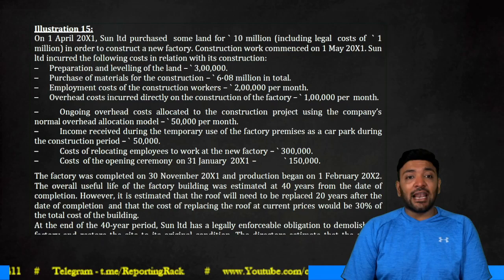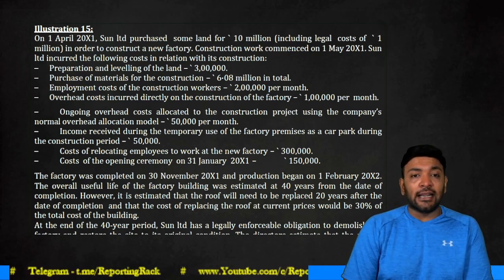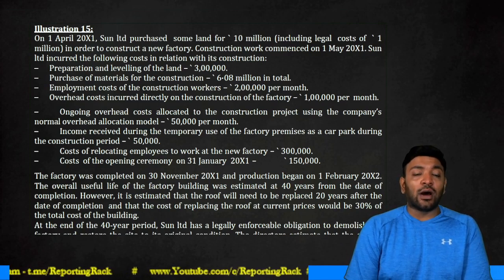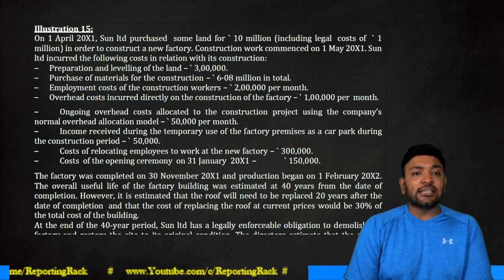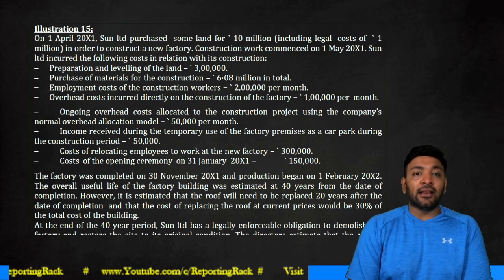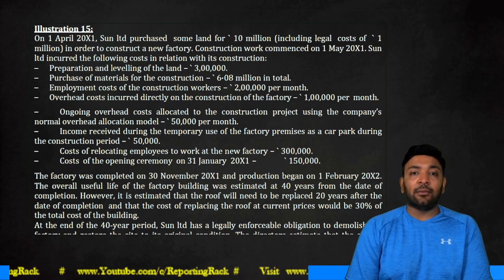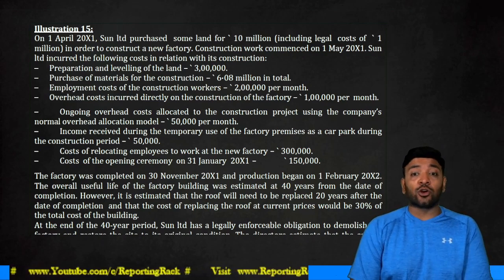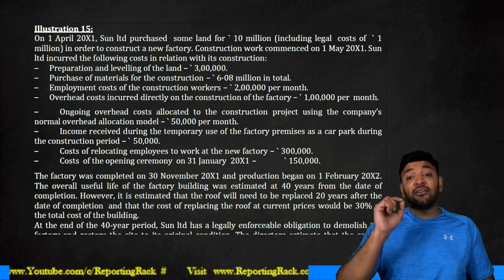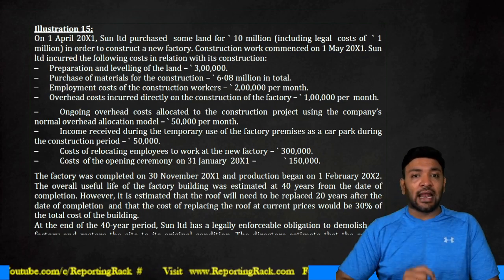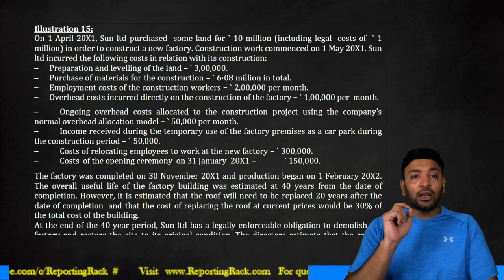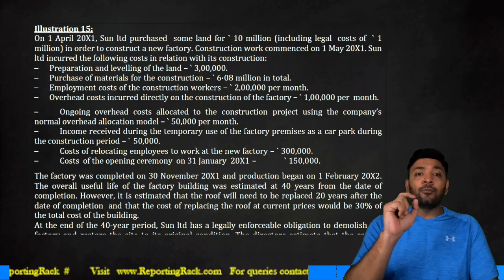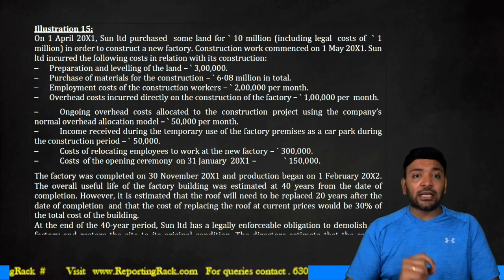Yes guys, so let's look at the last illustration related to your IND AS 16 given in your study materials. So this is your module 1 which I am referring to. The question talks about, on 1st April, Sun Limited purchased some land for 10 million. It includes a legal cost of 1 million, which is supposed to be included to the cost of the asset because that gives you a legal right or a title over the land. So the entire 10 million or 1 crore is supposed to be included and capitalized as a separate asset as land, which is not depreciable.